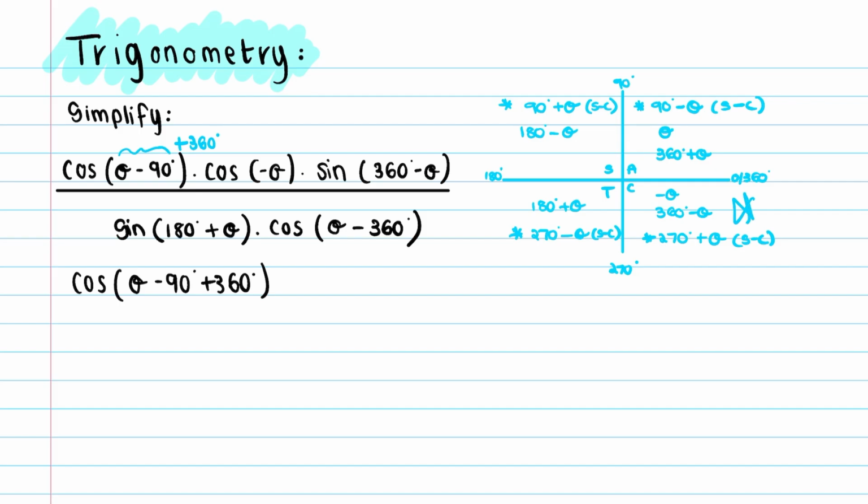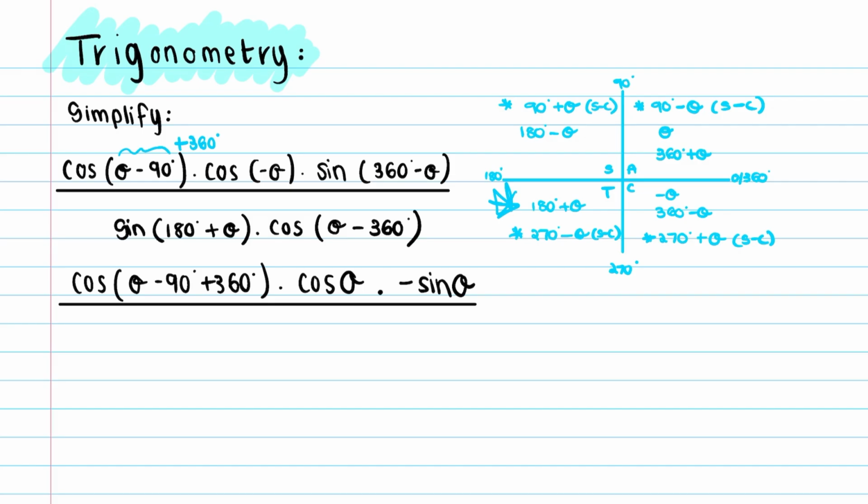Then you're going to times by the cos of negative theta, and we know that negative theta is in this quadrant over here. Cos is positive there, so we're going to make sure we write positive cos. And then we have sine 360 minus theta. So where is 360 minus? It is over here in this quadrant, and sine will be negative there. So let's write it down. Excellent. That will be all over sine 180 plus theta.